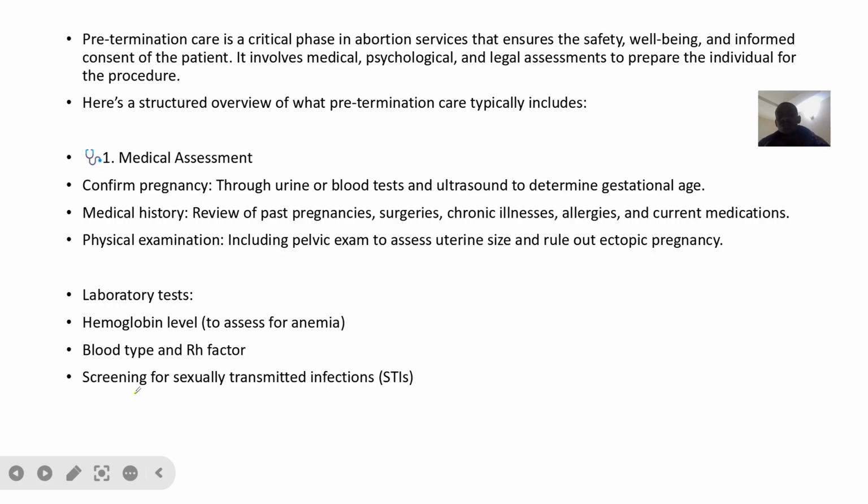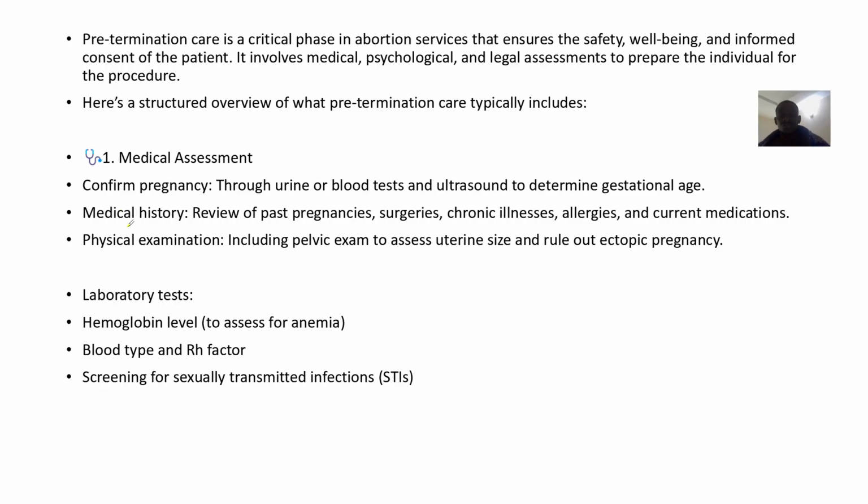So pre-termination care is a critical process. It ensures that the patient will be safe, ensures that their well-being is ensured, and of course ensures that the patient is properly informed of what they are about to go in. So first of all, you have to medically assess the patient. So you have to confirm that there's pregnancy, okay, using ultrasound, blood test, or those laboratory tests for beta HCG, progesterone hormone levels, estrogen levels, everything. You have to actually confirm the pregnancy.